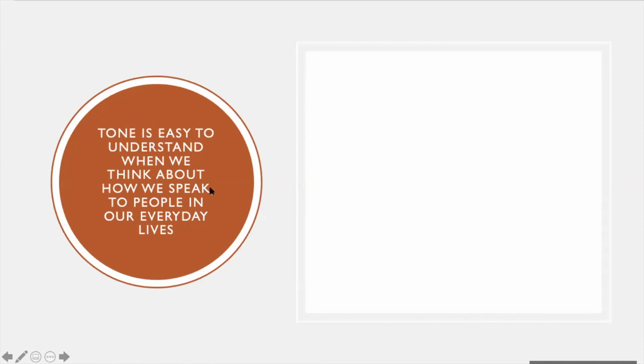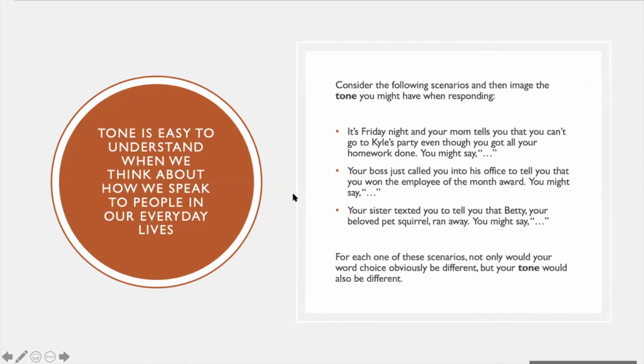So tone is easy to understand. We talk and we think about how we speak to people in our everyday lives. So there are just some examples. I will let you go through them. But for each one of the three, I would ask yourself, what tone would you have when you responded? So I'll go through the first one. If it's Friday night and your mom tells you that you can't go to Kyle's party, even though you got all your homework done, what would your response be? And then what would your tone be, right? But mom, please, right? It might have a different tone to it. So be aware of tone.